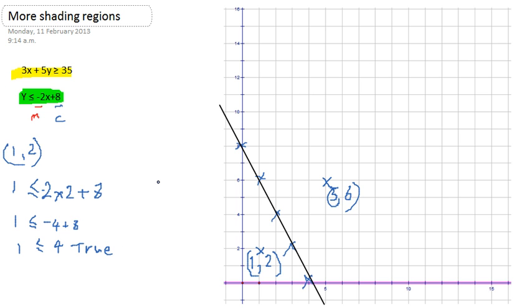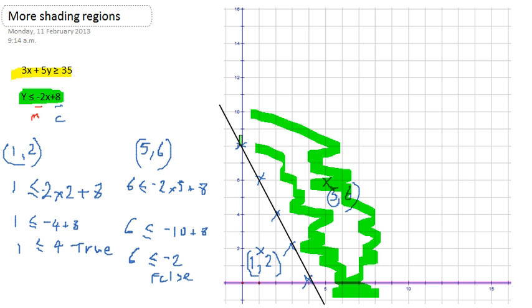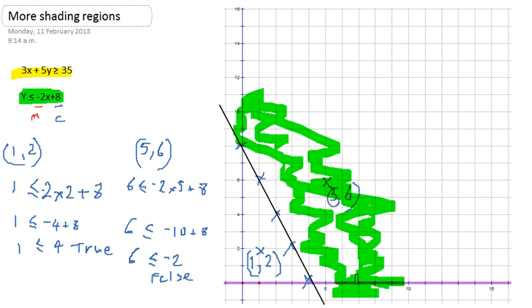I'm also going to substitute in my (5, 6). So I get 6 is less than or equal to minus 2 lots of 5 plus 8, which means that 6 is less than or equal to minus 10 plus 8, which is 6 is less than or equal to minus 2, which is false. So this side is false. This side is true. So therefore this side is the side that I'm going to shade, because it's not true. Okay?